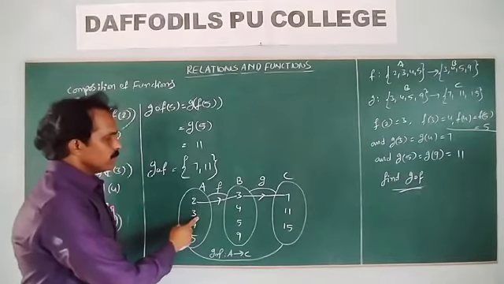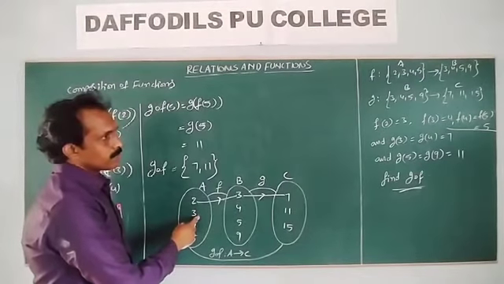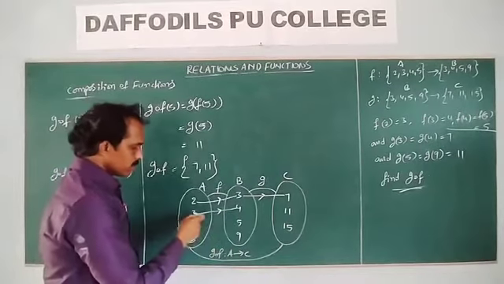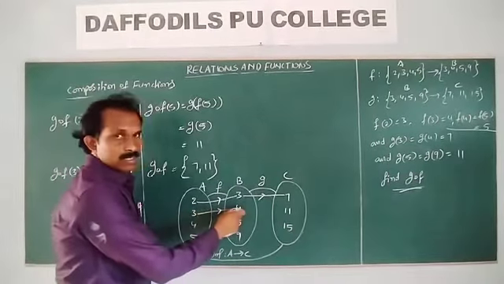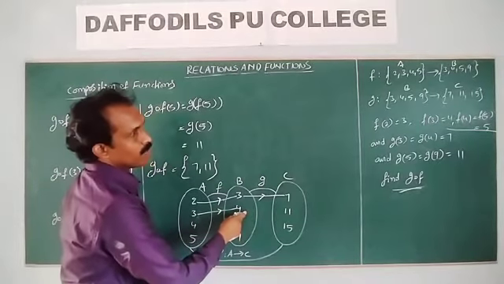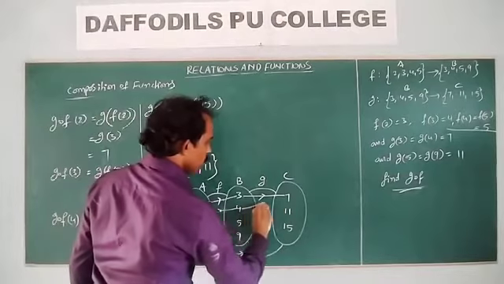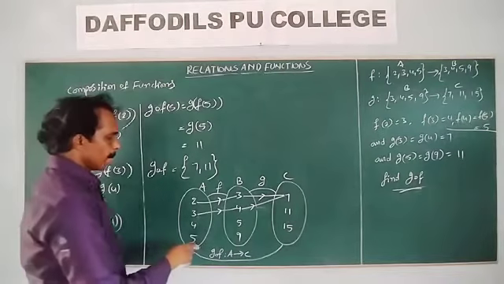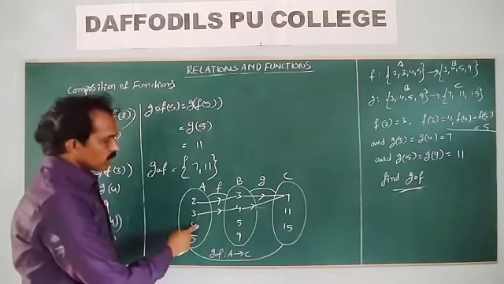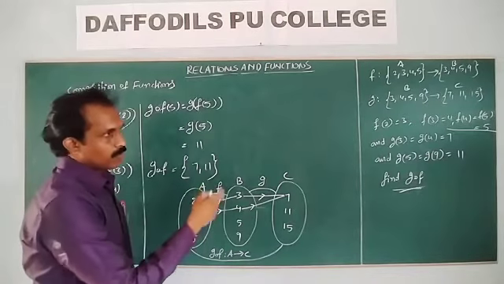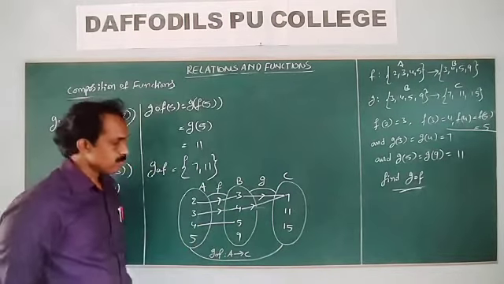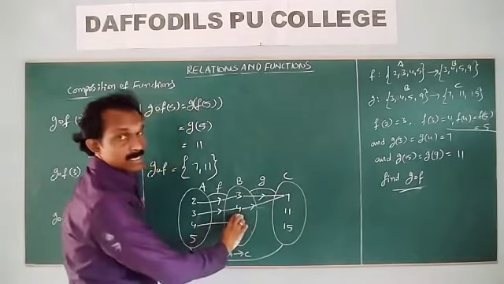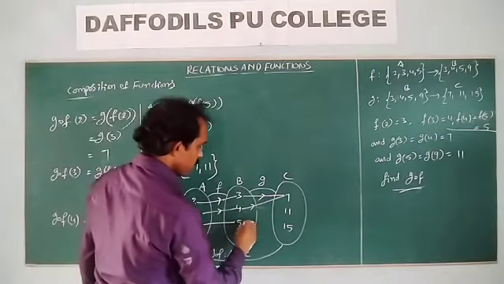Right. Next, F of 3 value is 4. G circle of 3: first F of 3 is 4. Next G of 4 value is also 7. Okay. Next G circle of 4. First of all, consider F of 4. F of 4 value is 5. And G of 5: for this G, this is the domain. G of 5 value is 11.